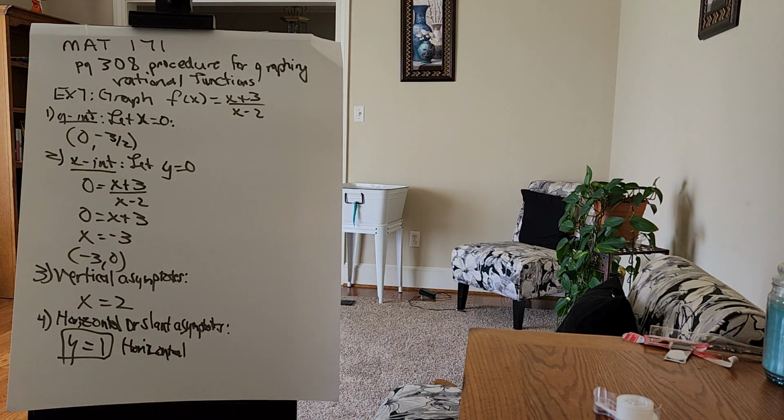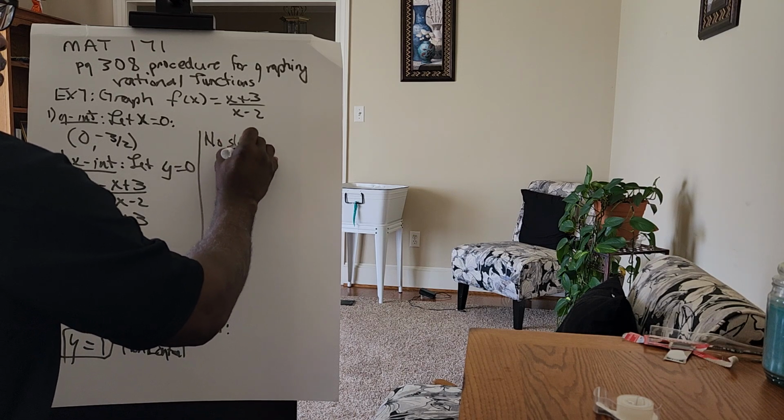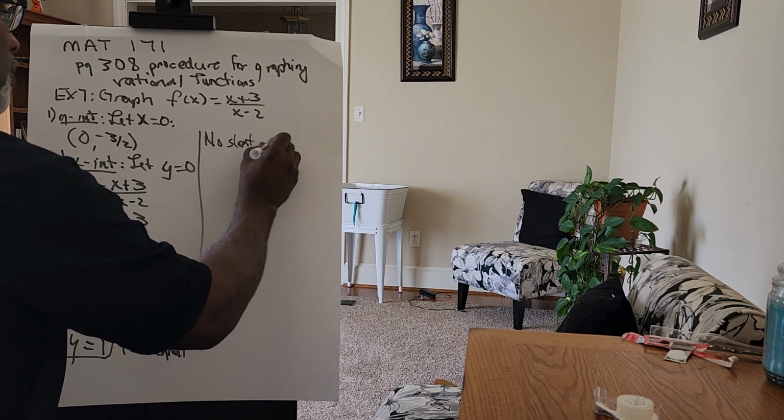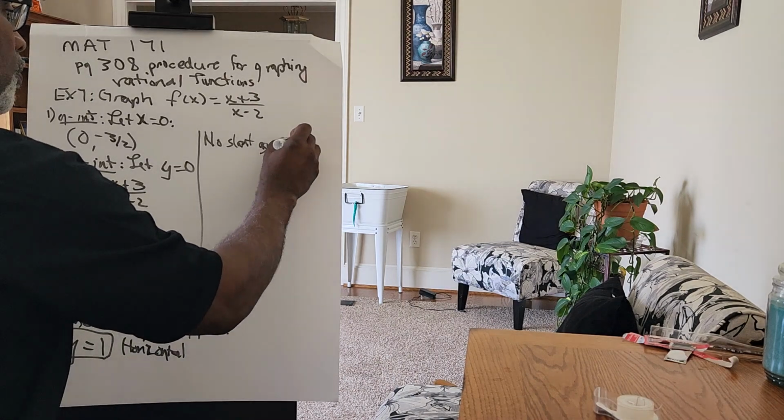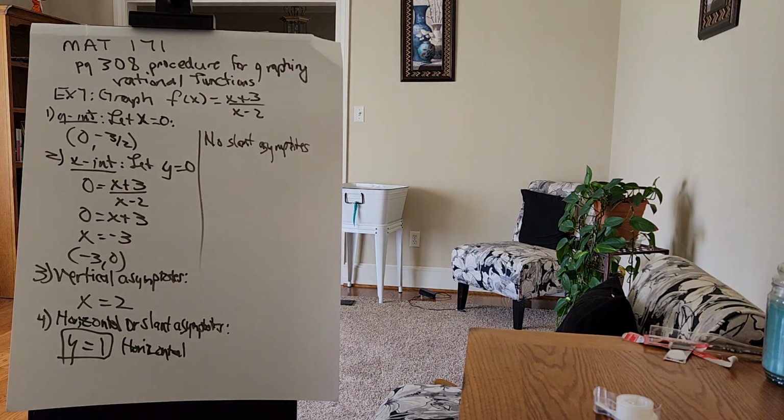Well, you'll have a slant asymptote exactly when the degree of the numerator is exactly one more than the degree of the denominator. So there are no slant asymptotes. Okay, there won't be any.